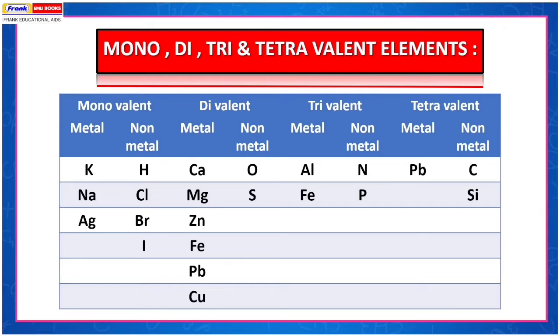Trivalent metals: aluminium, ferric. Trivalent nonmetals: nitrogen, phosphorus. Tetravalent metal: lead. Tetravalent nonmetals: carbon and silicon.